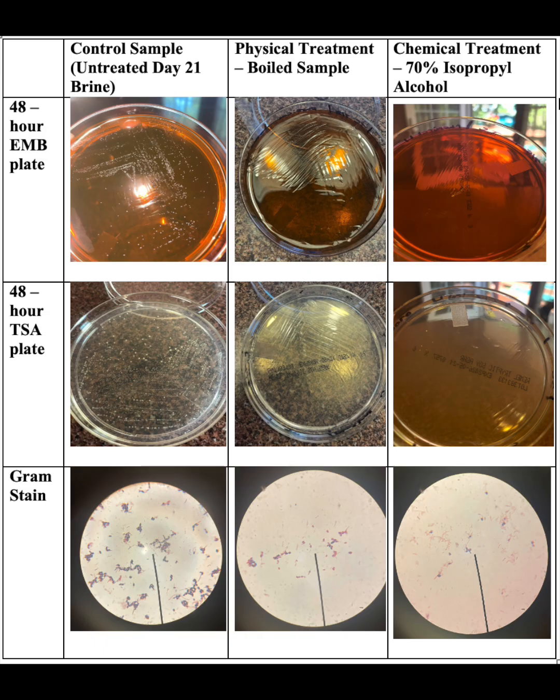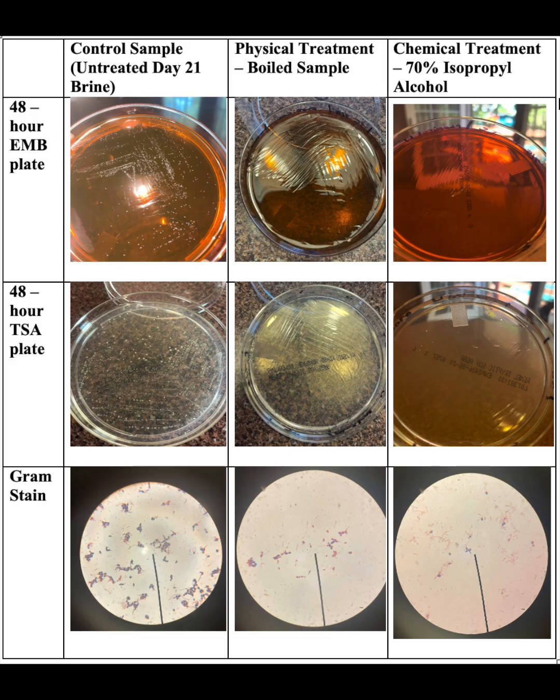When I performed the gram stain on the alcohol-treated sample, I observed the fewest bacteria of all the samples examined. There were substantially fewer gram-positive cocci than present in both the untreated control and the boiled sample. The remaining bacterial population consisted primarily of gram-negative rods, but the overall number of bacteria was much lower than either of the other samples.